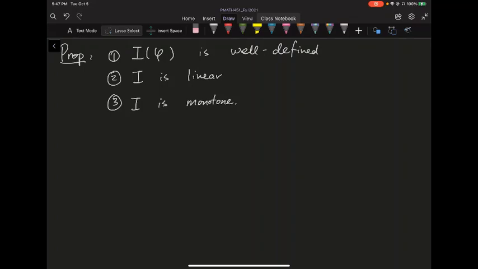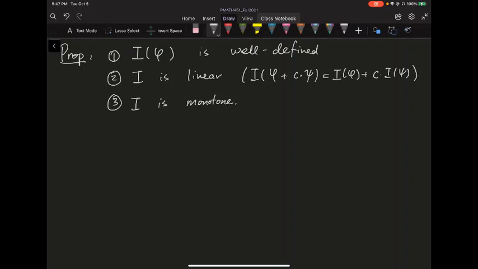So I need to show that if I have a phi and I have a psi, and then I multiply the psi by a scalar c, then I will have I of phi plus c times psi equals I of phi plus c times I of psi. So this is what I mean by linear.